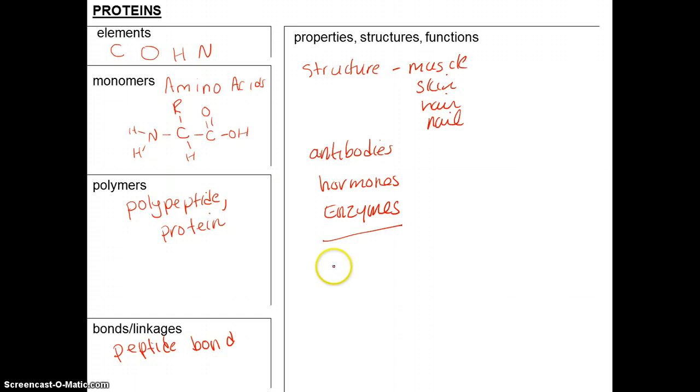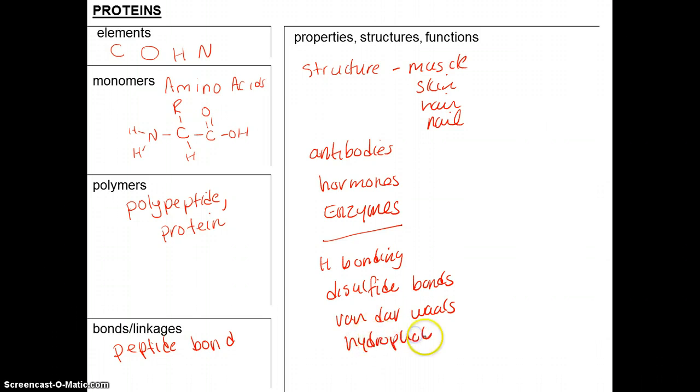And the structure of a protein again depends on how the amino acid chains are folded. And one thing you need to know is the different types of interactions. So for example, you have hydrogen bonding, you have disulfide bonds, you have van der Waals interactions, you have hydrophobic interactions.